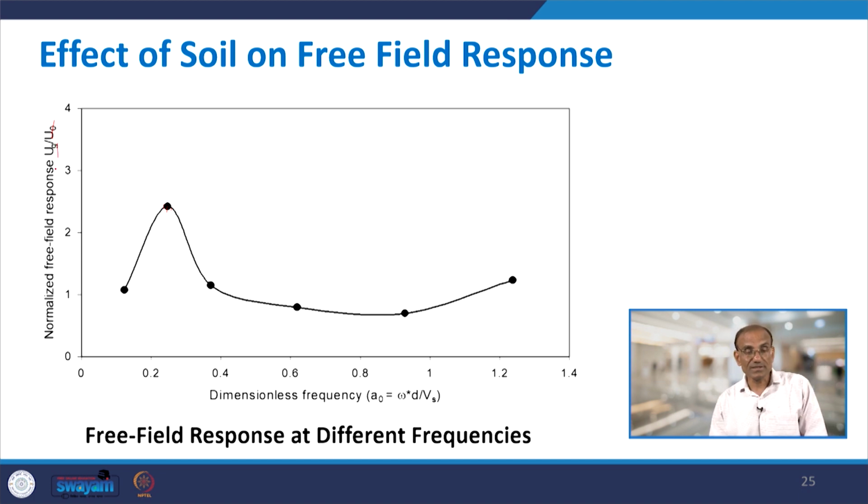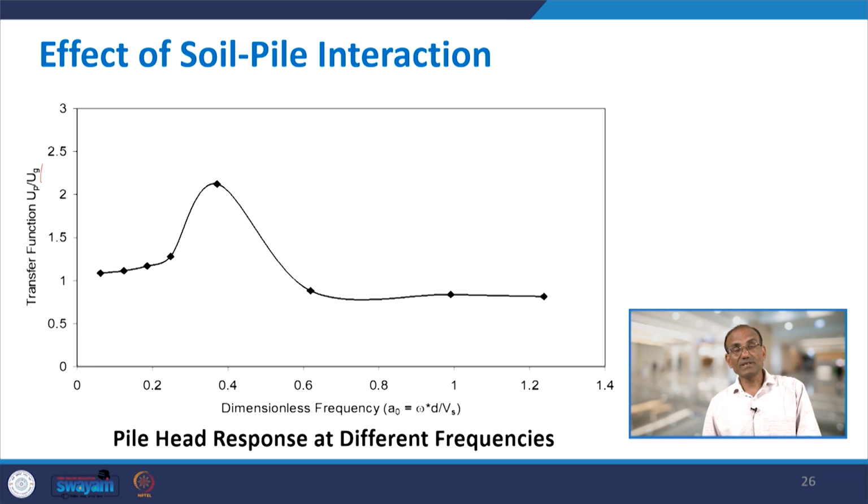So, UG is known. In the second step we have defined the transfer function UP divided by UG, where UP and UG are found at the same point, but the difference is that in the case of UP piles were present, while in the case of UG it is the free field motion. You could see that this transfer function is not unity; it starts from unit value, then goes to some peak value and then again comes down. So, again there are certain frequencies where the response is peak.